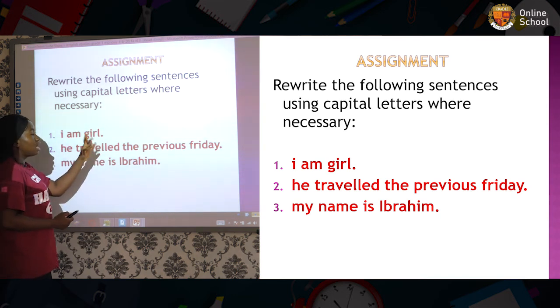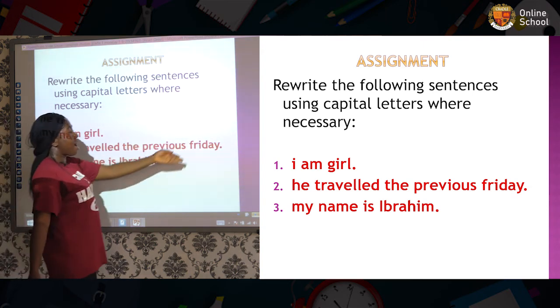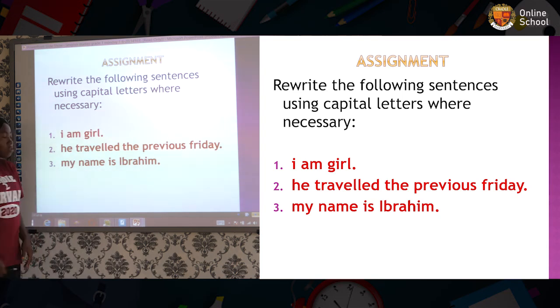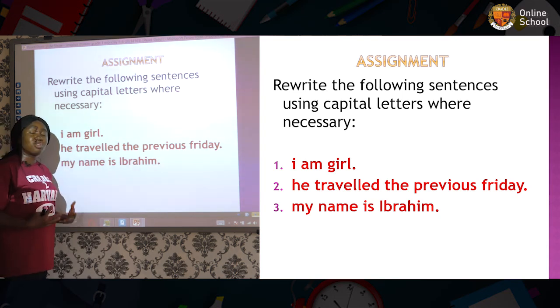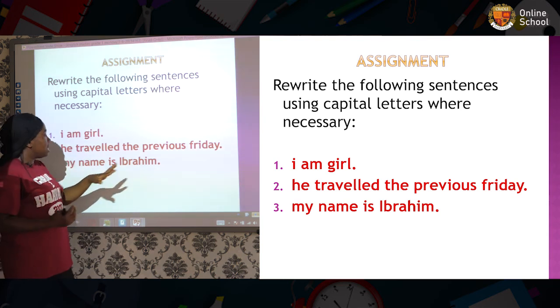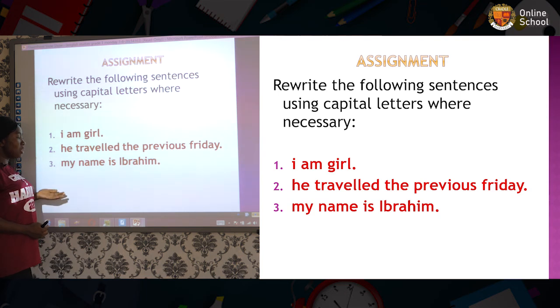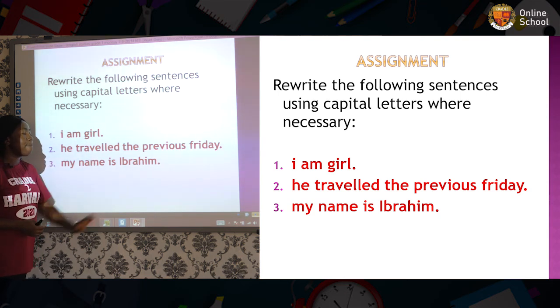So we have number 2. he traveled the previous friday, okay? You can see Friday, you can see he also. So I expect you to correct anywhere you see the need for capital letters.